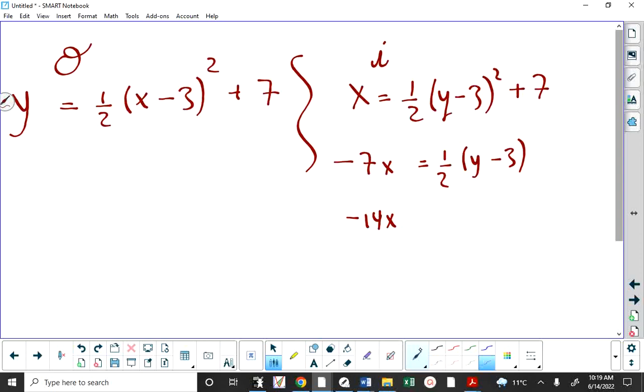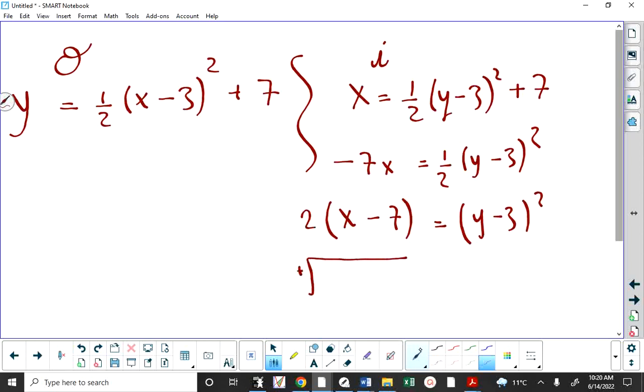You could multiply everything by 2 to begin with. My mistake here. Subtract 7, you get x minus 7. Multiply both sides by 2. This is equal to y minus 3 quantity squared. Then you would go plus or minus the square root of this. And then add the 3.